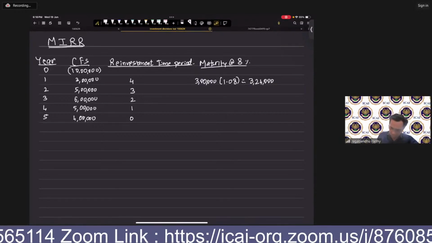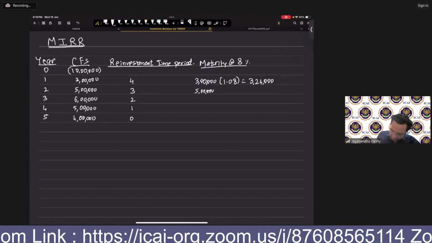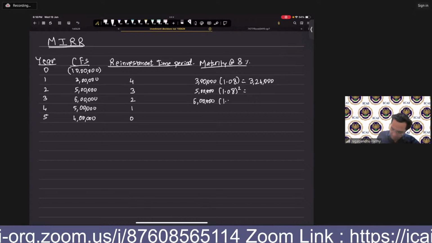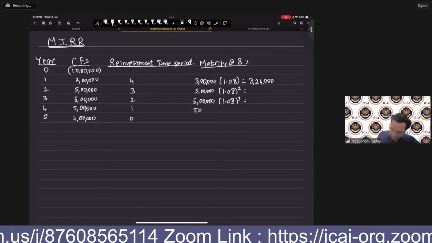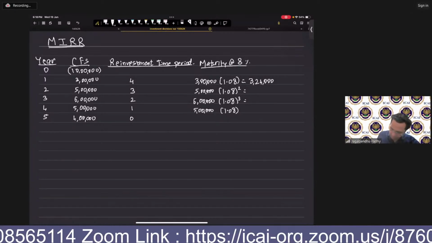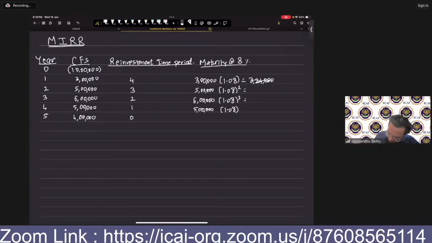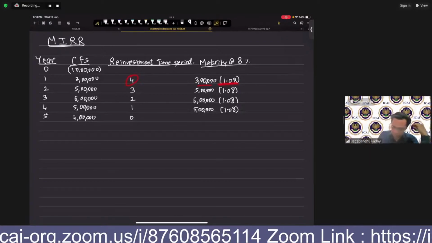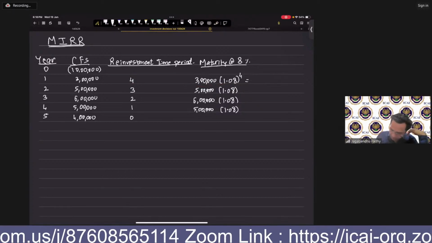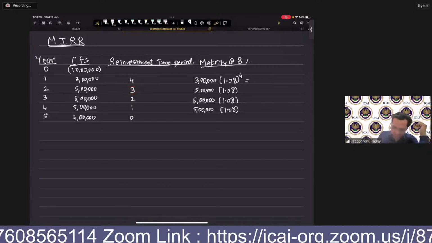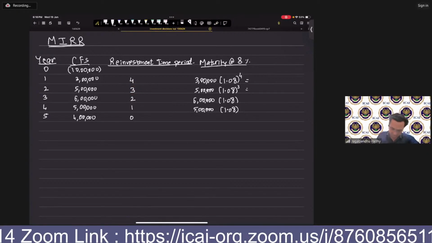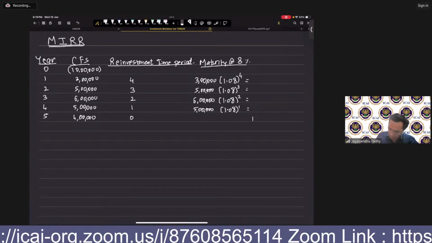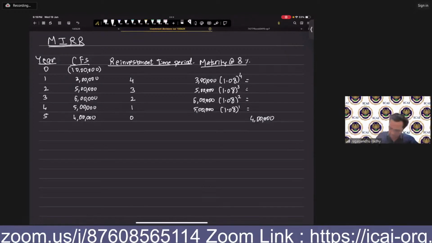Same way, if you check for the other values, it will be 5 lakh multiplied by 1.08 square, then 6 lakh multiplied by 1.08 cube, 5 lakh multiplied by 1 point. Sorry, this is my bad. So this 3 lakh is going to be invested for 4 years. So that's going to be 1.08 to the power of 4. Then the second year cash flow that you are reinvesting, you're reinvesting it for 3 years. So your amount is going to get compounded for another 3 years. Then the third year investment is going to get reinvested for 2 years, and this is for 1 year. And finally, the 4 lakh amount which you are receiving in the fifth year will remain as it is.